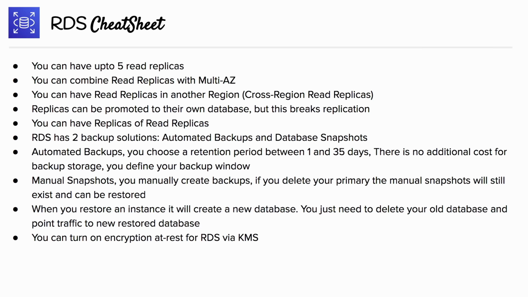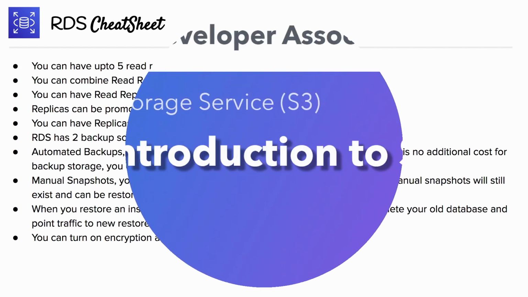Then you have manual snapshots. So you manually create backups. If you delete your primary, the manual snapshots will still exist and they can be restored. When you restore an instance, it will create a new database. You just need to delete your old database and point traffic to the new restored database, and you can turn on encryption at rest for RDS via KMS. So there you go. That's the cheat sheet.